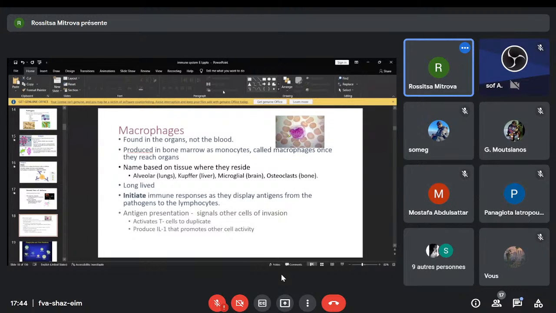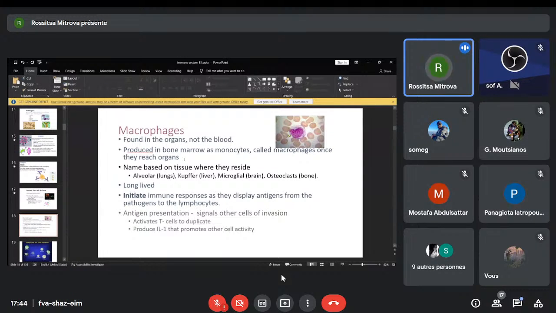Macrophages. Macrophages are found in organs, not the blood. They are produced in bone marrow as monocytes, and they are called macrophages once they reach organs. Usually, the name is based on the tissue where they reside, and you have heard about alveolar macrophages in the lungs, Kupffer cells in the liver, microglia in the brain, or osteoclasts in bone.